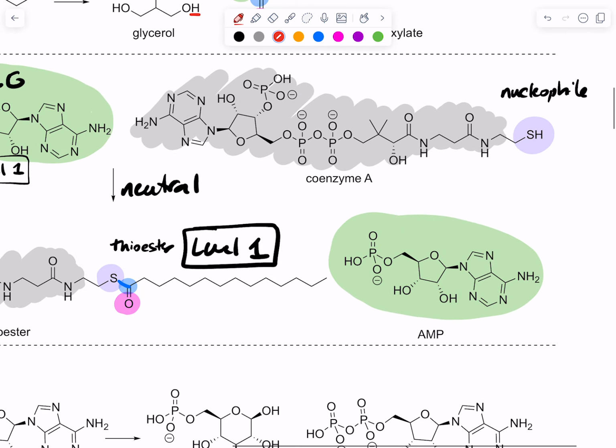Similarly, there used to be a hydrogen on the sulfur nucleophile. In the thioester, there isn't. Where did it go? It ends up right there, just to keep everything balanced.